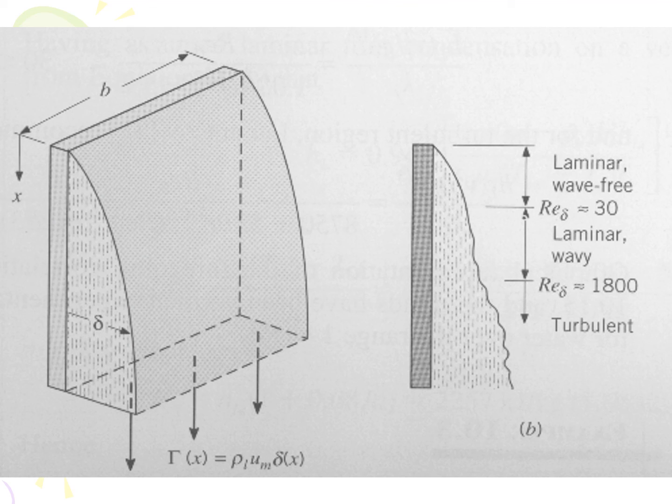Three flow regions have been identified for condensation. The first is laminar, wave-free flow, for Reynolds numbers less than 30. The second region is laminar, wavy flow, for Reynolds numbers between 30 and 1800. If the Reynolds number is greater than 1800, you have turbulent flow. Correlations for each of these regions are given in the next slide.